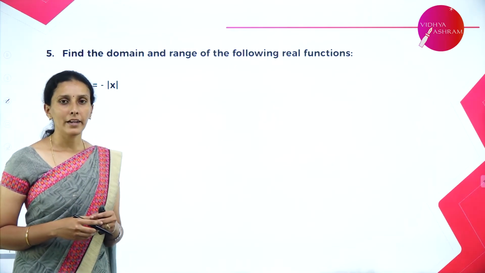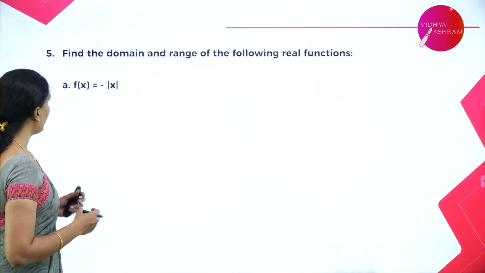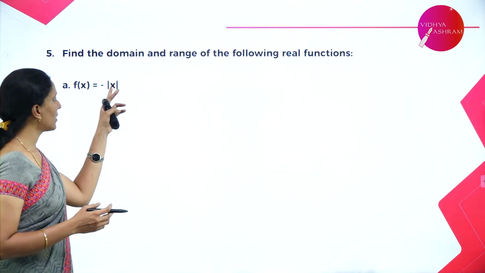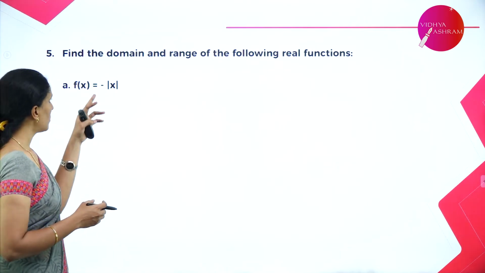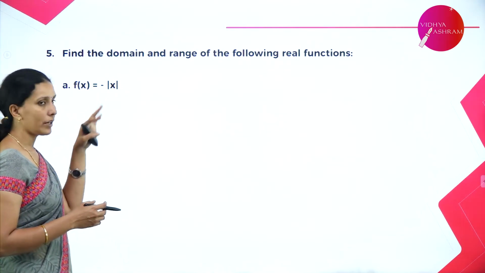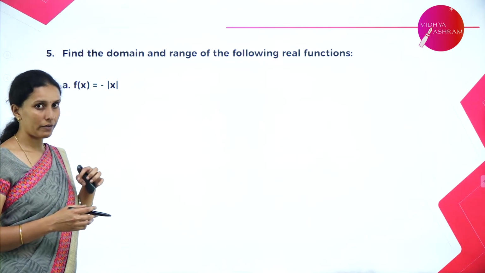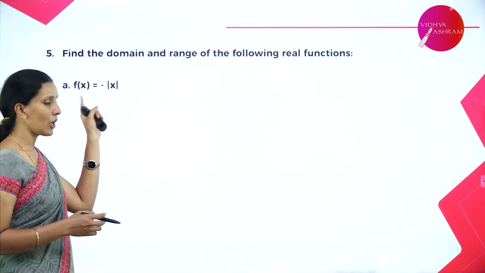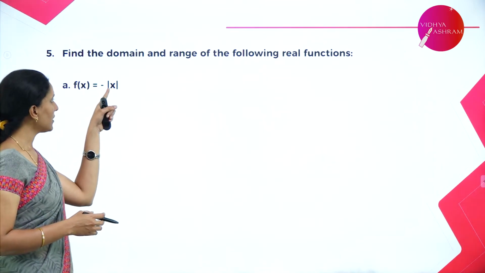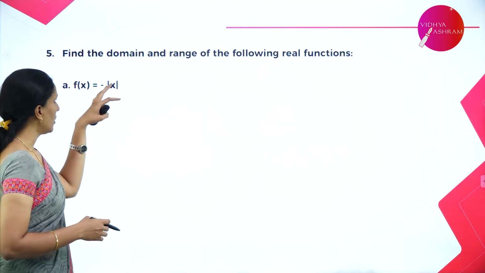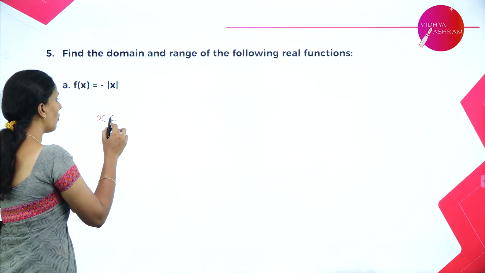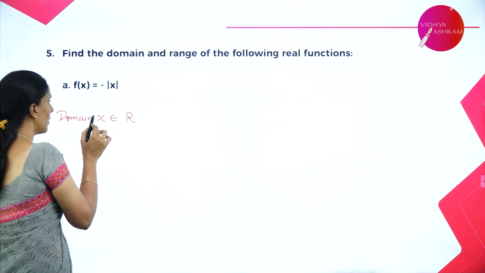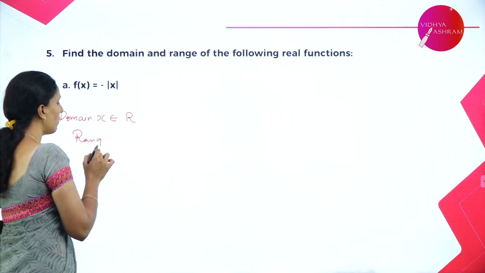Next, find the domain and range of the following function. So f of x is equal to minus modulus x. We know that modulus makes the value of x positive. So the maximum value of x whatever you take, or the minimum value of x whatever you take, even though if it is negative, it makes the function positive. If it is 0, the function is 0, and if it is positive, it gives the positive value only. So therefore you can take any real number. So therefore your domain will be any real number, but range is always positive.